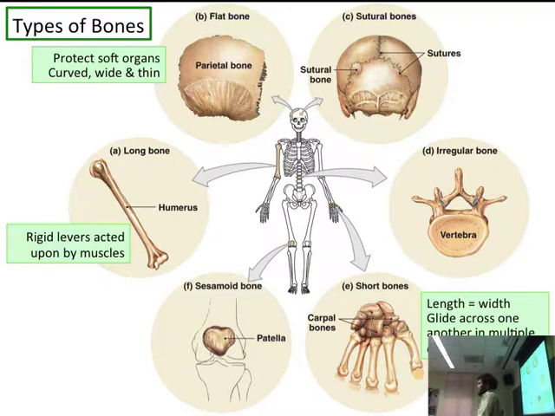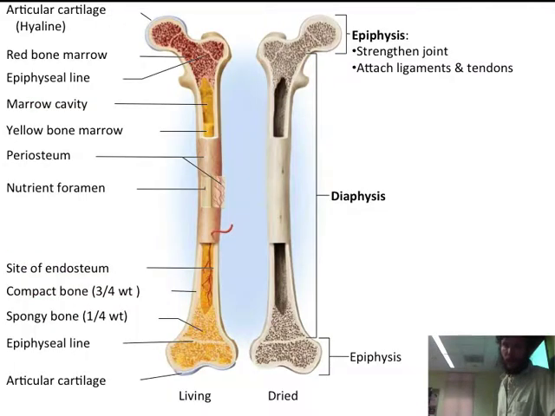The most prominent example is the patella, your kneecap. It is a sesamoid bone that is contained in the tendon of the quadriceps that goes down to the tibia. Right? All right, so here is a picture of a long bone.